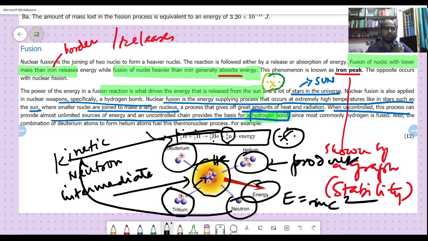Two elements join together, you call it fusion. Elements simply break up, you call it fission. You have to write some of the equations there. So that is all about nuclear fusion and fission reactions.